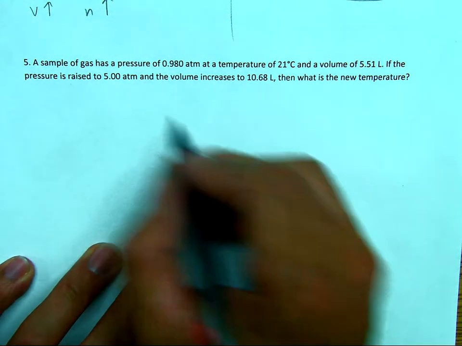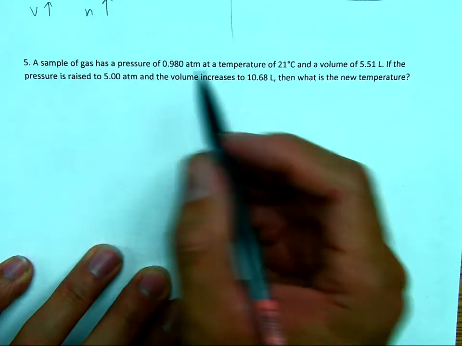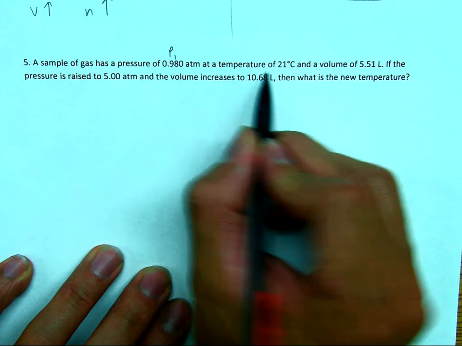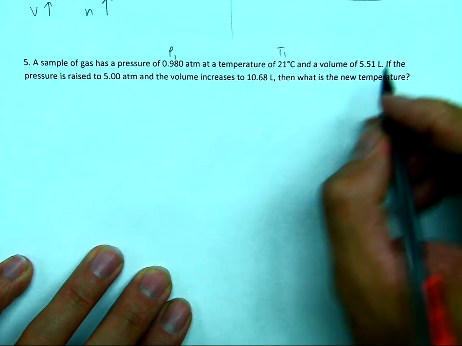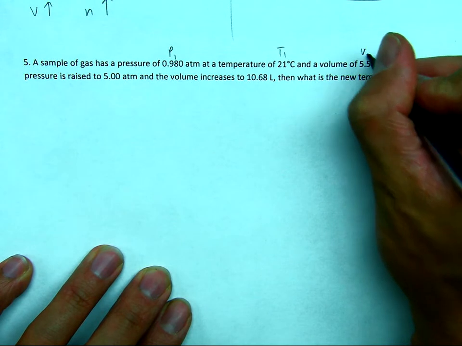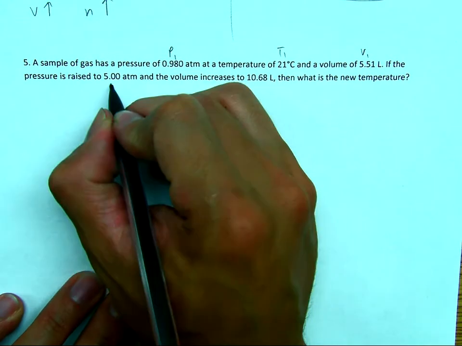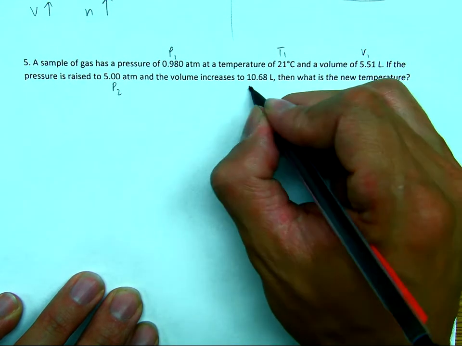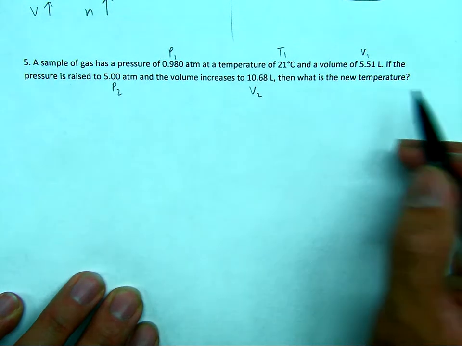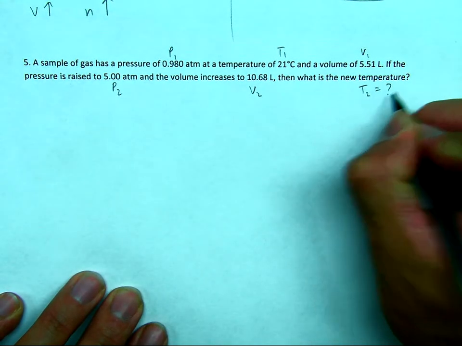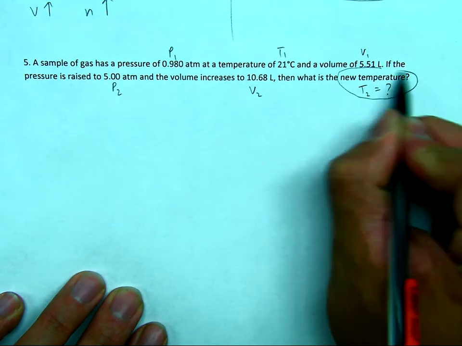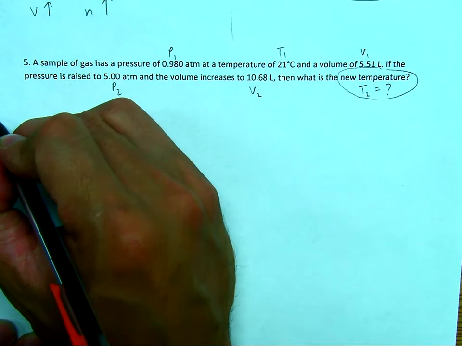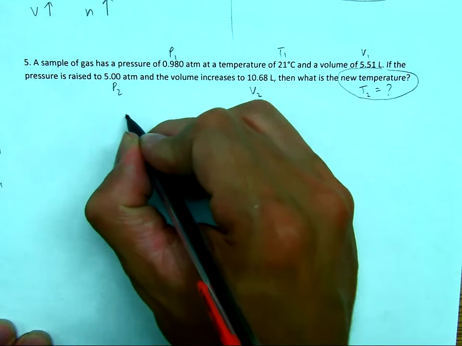Okay, so let's mark this problem up. A sample of gas has a pressure of, so this is P1, and the temperature is T1. 5.51 L is V1. If the pressure is raised to 5 atmosphere, so this is P2, and the volume is going to increase to this, so that's V2, 10.68 L, then what is the new temperature? Okay, that's what we're trying to find. New temperature, T2. Alright, so let's fill in all of the measurements that we have. P1, V1, T1, P2, V2, T2.